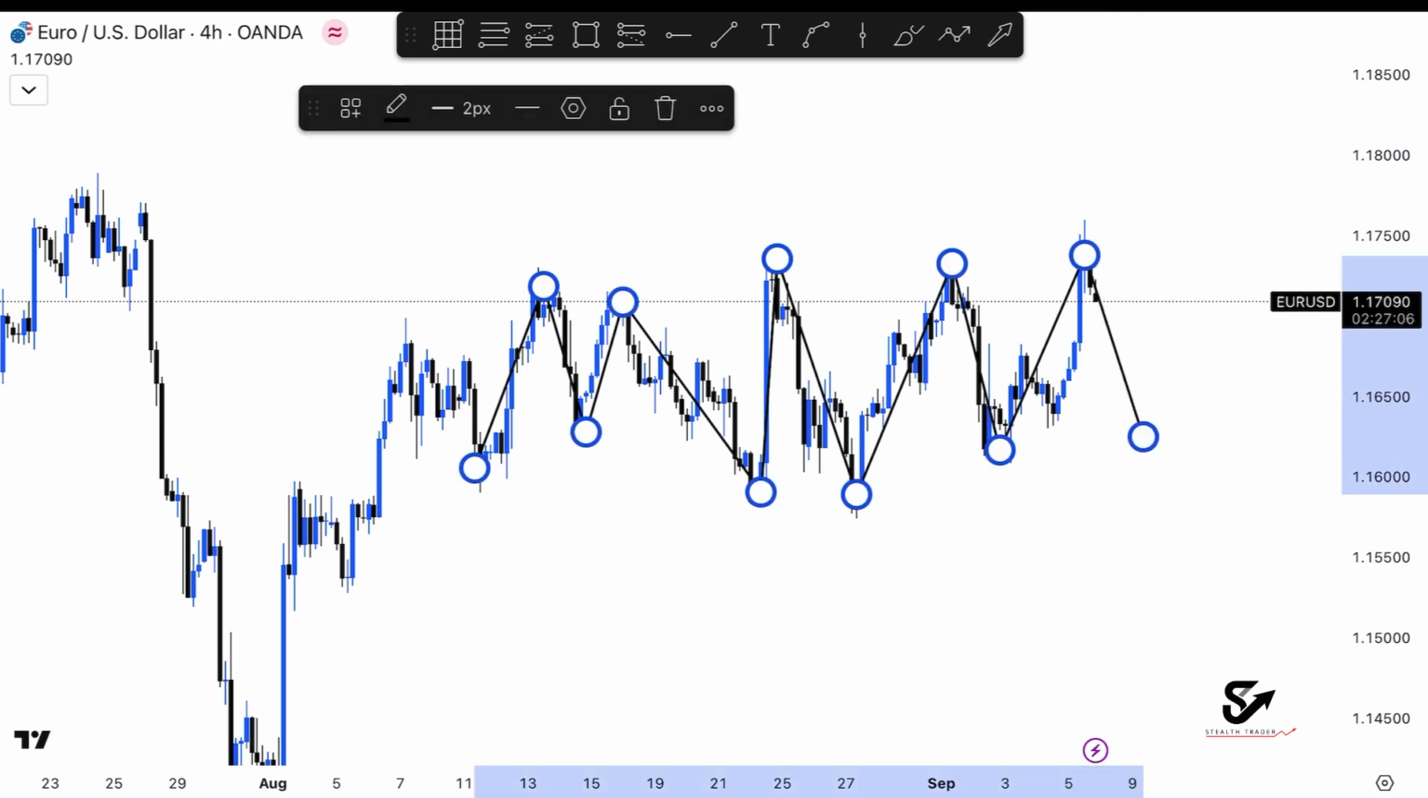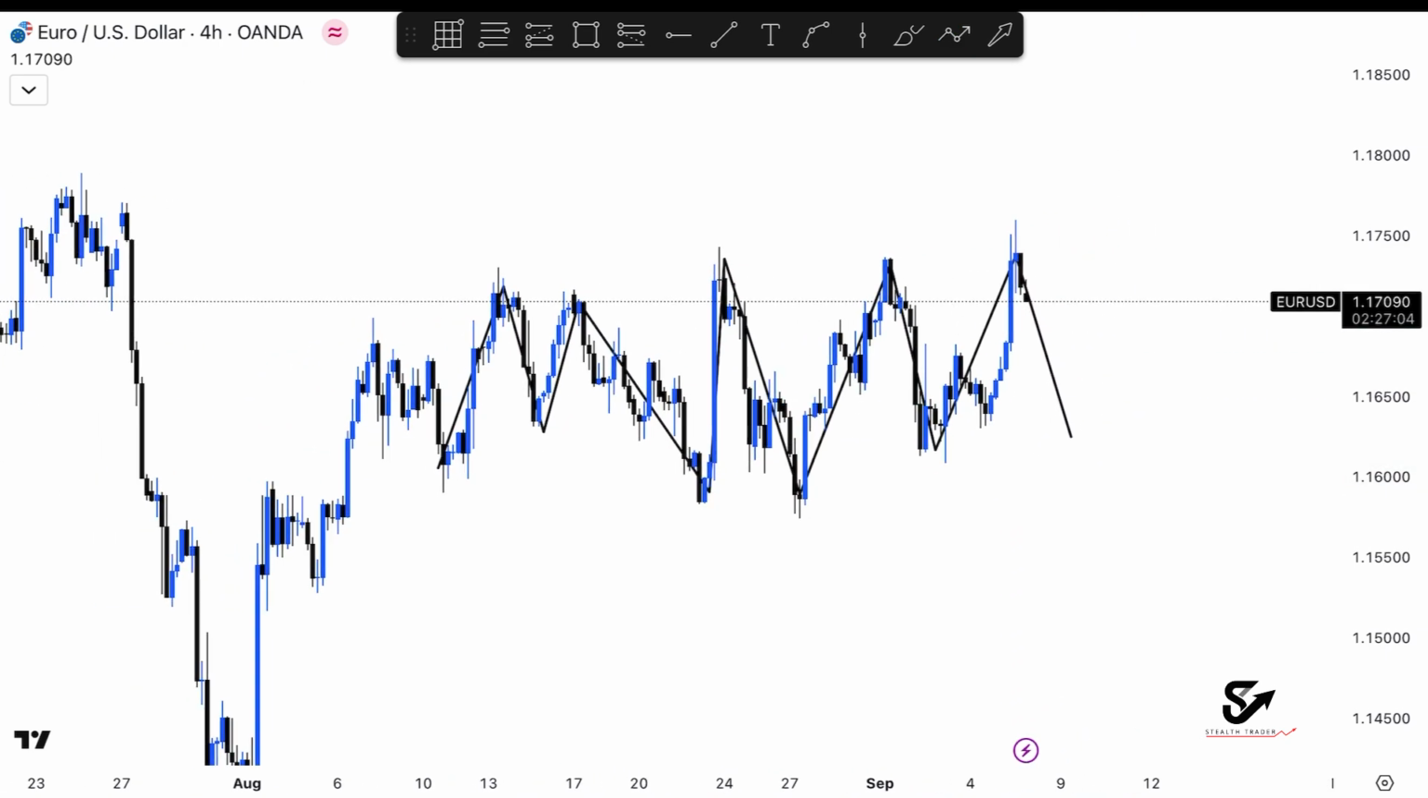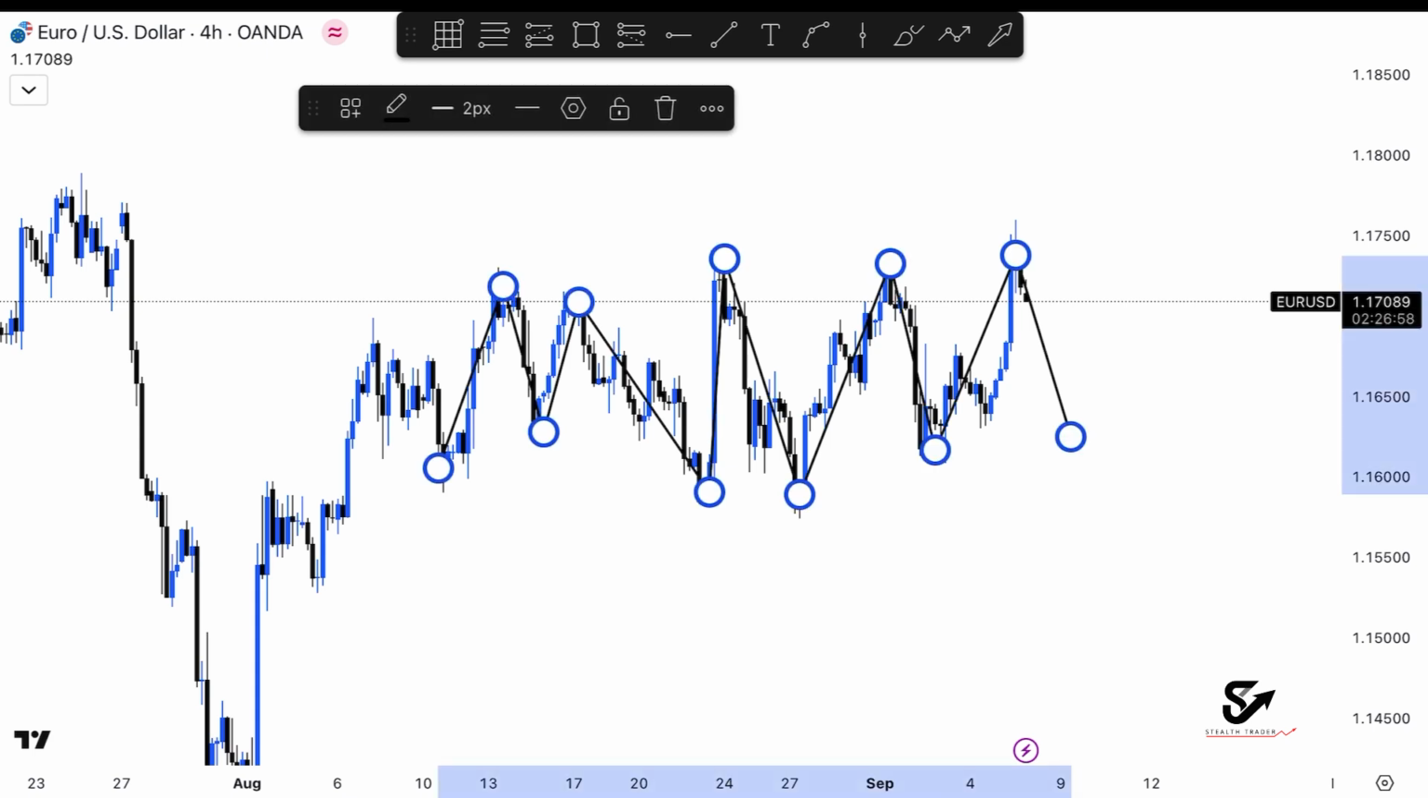It was just ranging. So even though we were told as beginners not to trade in a ranging market, in this series I will give you a framework of how we can take good trades intraday, even in a ranging market.